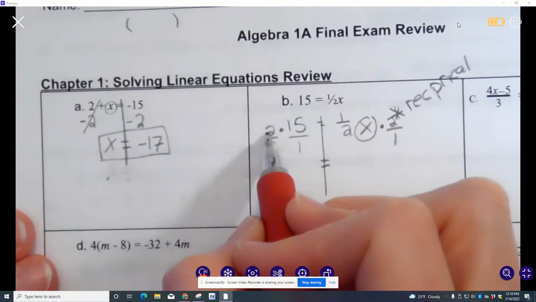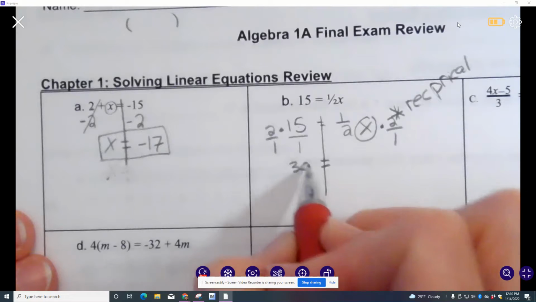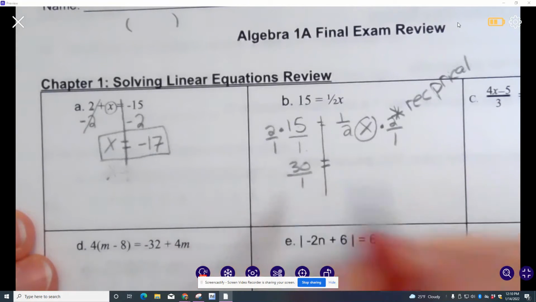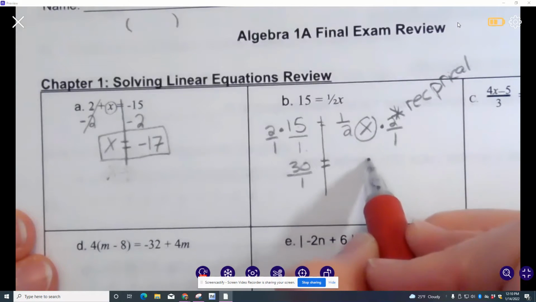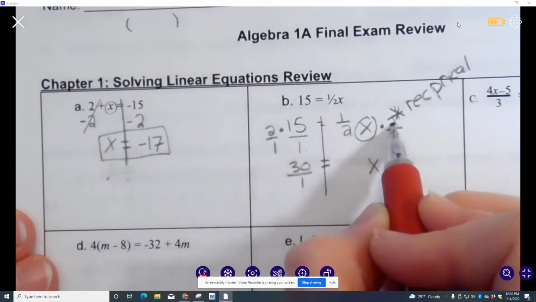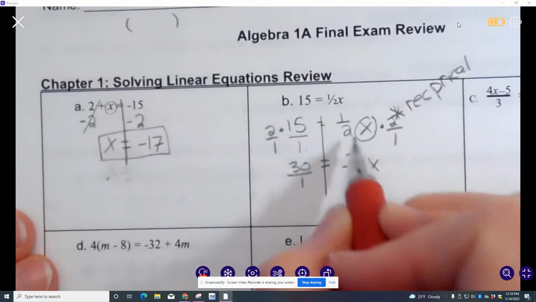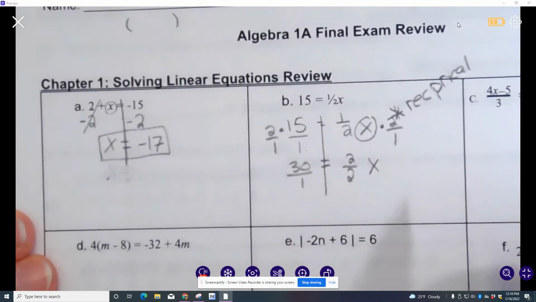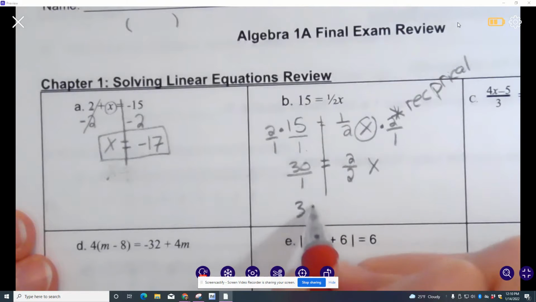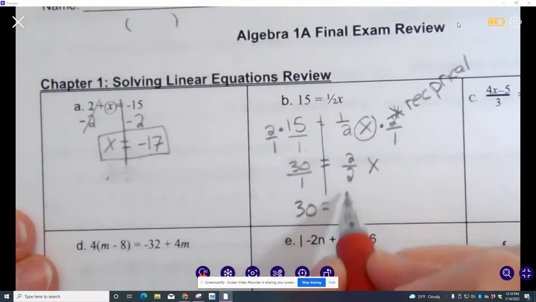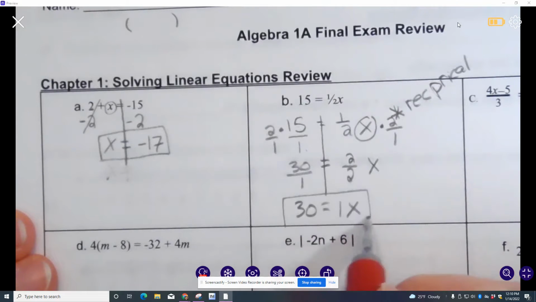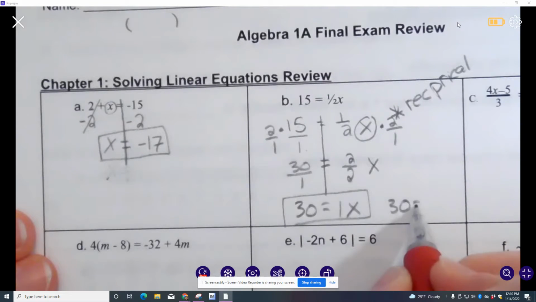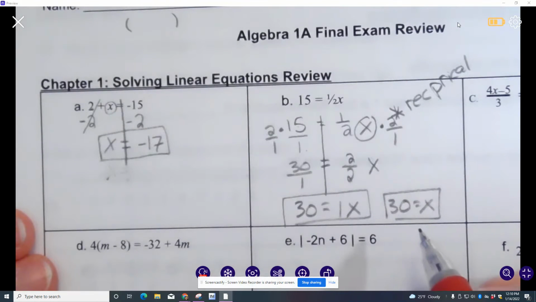I have 2 times 15, which is 30 for my numerator. 1 times 1 is 1 for my denominator. Over here, I have an x. My numerators are 2 times 1, 2. 2 times 1, 2. 30 divided by 1 is 30. 2 divided by 2, so I have 1x. That's my goal, 1x. Remember, you can write it without that 1 in front of the x. Both of those are correct.